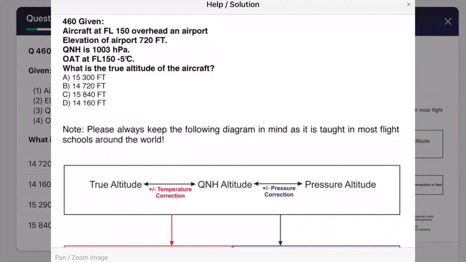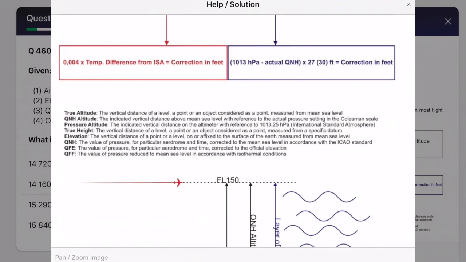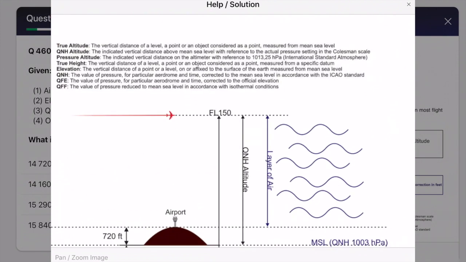Let's zoom in. Again, at the top you see the given values. Most important, also our conversion table as mentioned before. This time we have to apply the temperature correction with the factor 0.004, and also again the pressure correction. Below that conversion table you find again these important explanations of the terms.